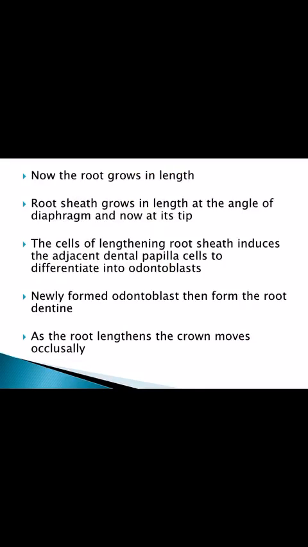After the formation of the sheath, the root grows in length. The root sheath grows in length at the angle of the diaphragm and now at its tip. The cells of the lengthening root sheath induce the adjacent dental papilla cells to differentiate into odontoblasts. Newly formed odontoblasts then form the root dentine. As the root lengthens, the crown also starts to move occlusally.